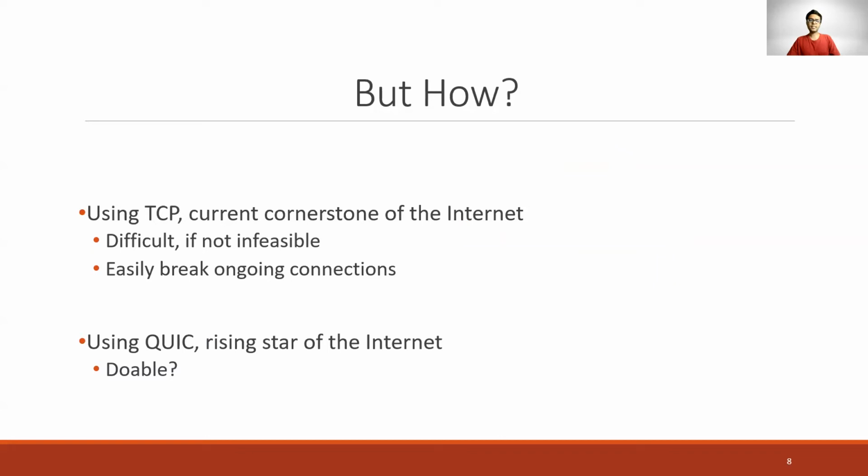At first glance, this seems difficult, if not impossible. If Alice were using TCP, the current cornerstone of the internet, she would break her ongoing connection and have to reestablish it, defeating the purpose of changing her IP address. But if she were using QUIC, the rising star of the internet, this might be doable.